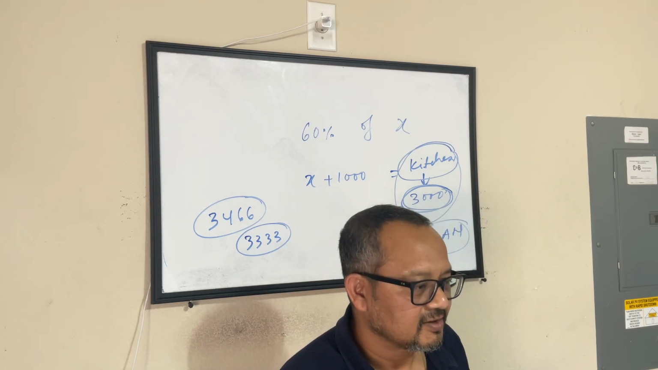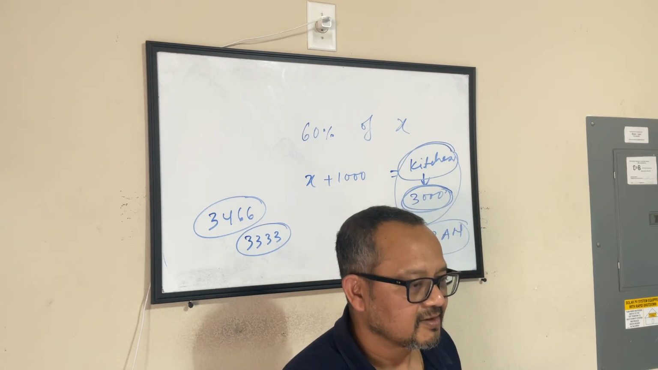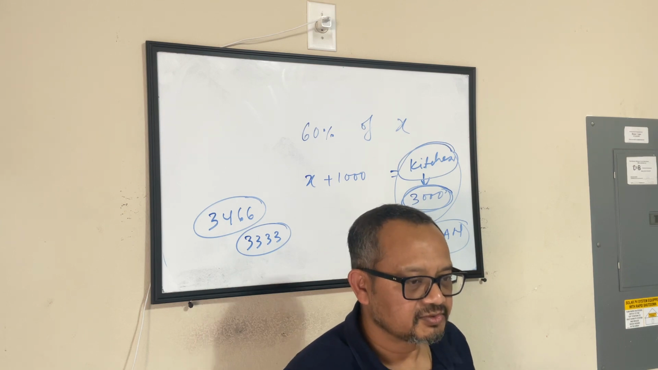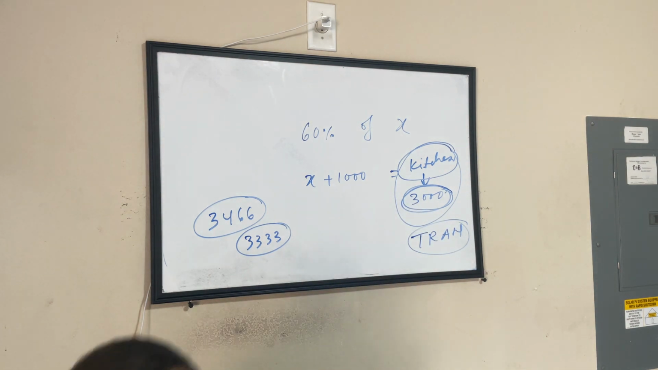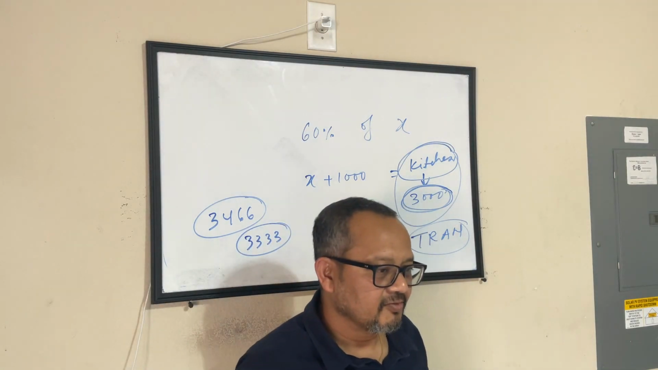Yeah, Vihan. Yeah, I also got 3,000. Okay. Aryan, how about you? I also got 3,300. Okay. I got 3,333 too. Wonderful.